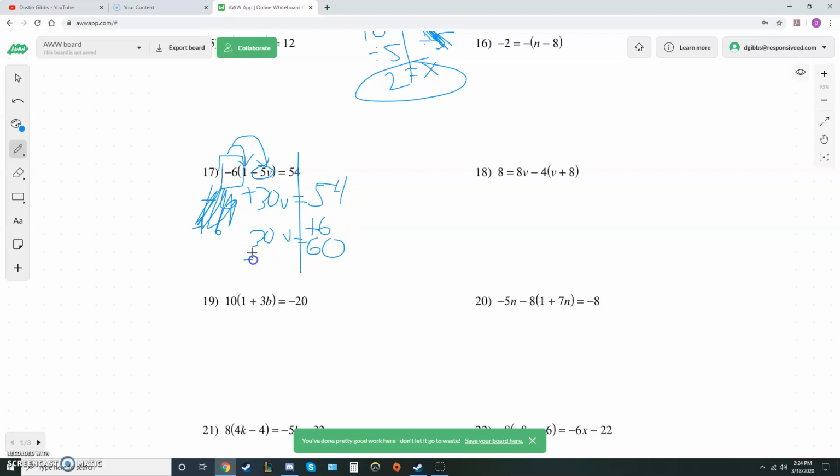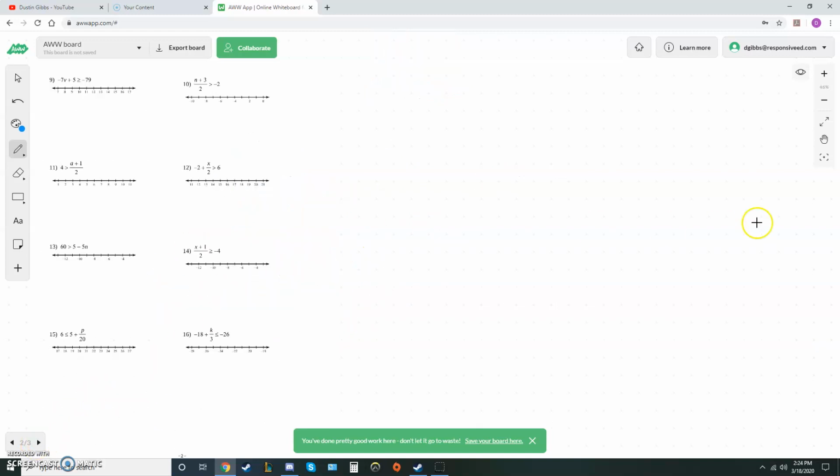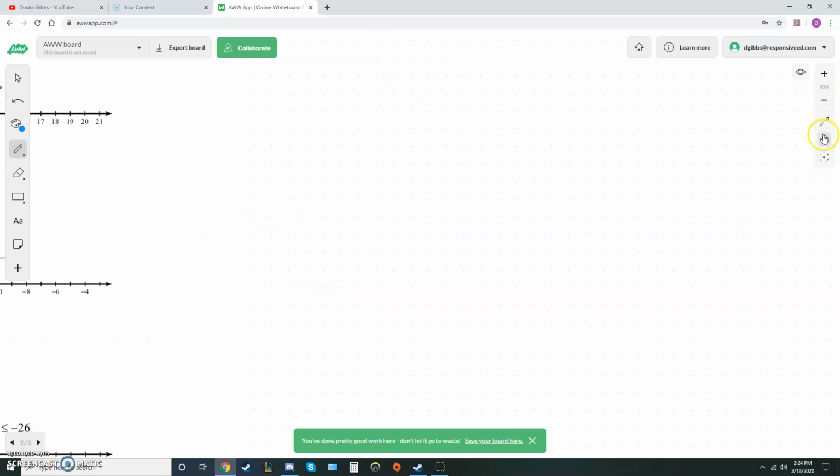Again, this is a coefficient, so we need to divide to cancel it out. So this cancels out here. We get v equals 2. So we got the same answer for both of these. And that's basically it with equations. So now we're going to come over here to the next page, and we're going to mess with inequalities.